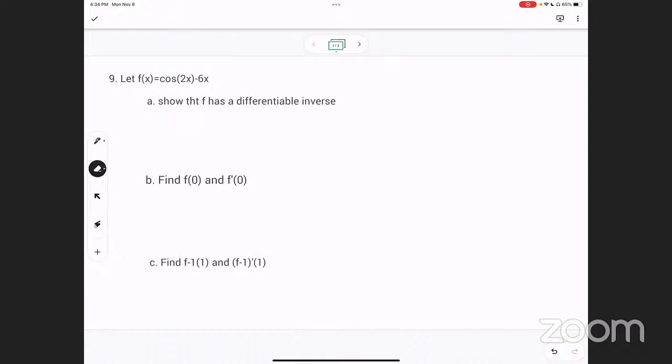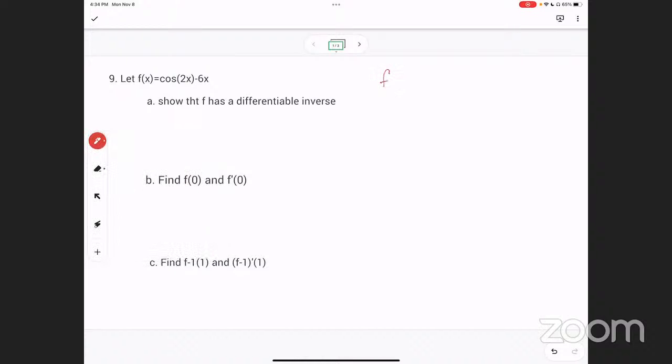Yikes. Differentiable inverse. It's the first time I've seen this kind of question. So do you first have to make the inverse, create the inverse? I think so, yeah. Is that what they want you to do? Yeah. Man, this is Calc AB. Holy cow. I don't remember seeing this kind of stuff.